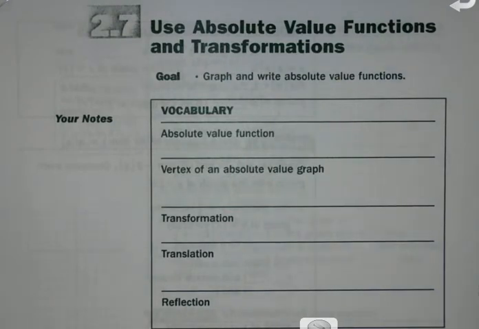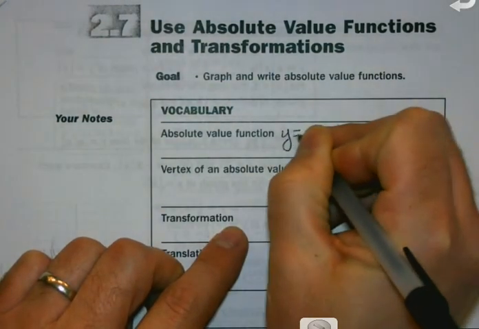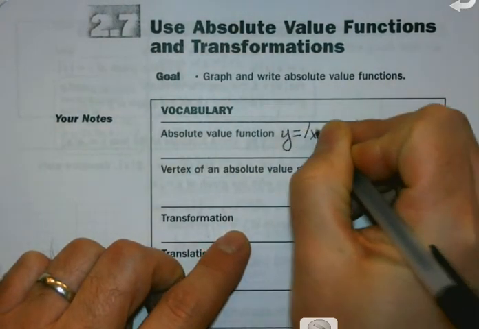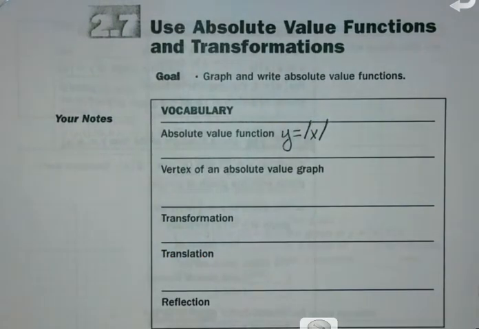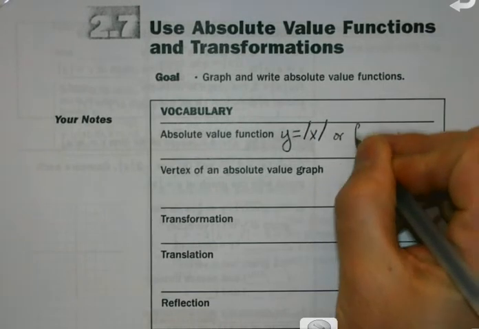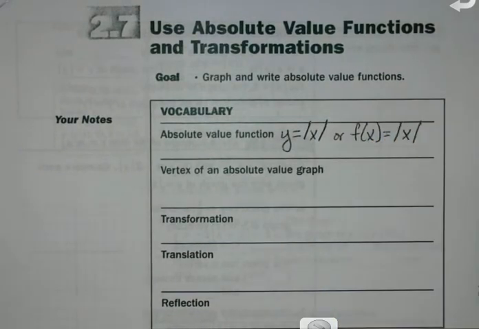An absolute value function can be written one of two ways. Okay. And that's absolute value, it's not like 1x1 here. It might be written y equals, or it might be written f of x equals the absolute value of x. They're both the same thing, so don't think it's like a completely different problem or anything like that. So that's one thing to keep track of.